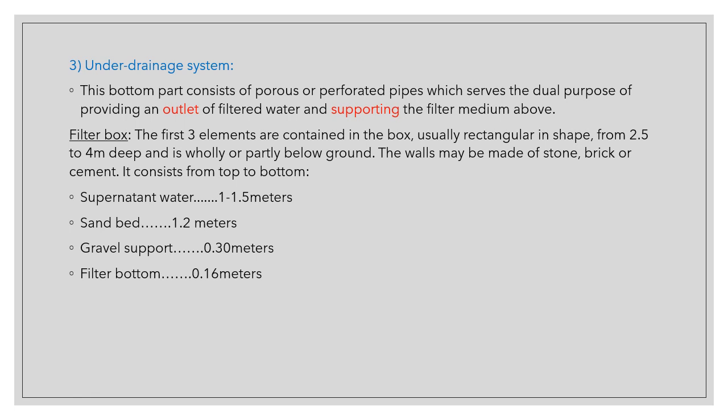All these three things, the first three elements of the slow sand filter, are known as the filter box. This is usually rectangular in shape. It is about 2.5 to 4 meters deep, and it is wholly or partially under the ground. The walls can be made of stone, brick, or cement. And if we look at it from top to bottom, we have the supernatant water, which is 1 to 1.5 meters in depth. We have the sand bed, which is 1.2 meters. The gravel bottom, which is a portion of the sand bed, is 0.3 meters. And the one that we're talking about right now is the filter bottom, which is 0.16 meters.